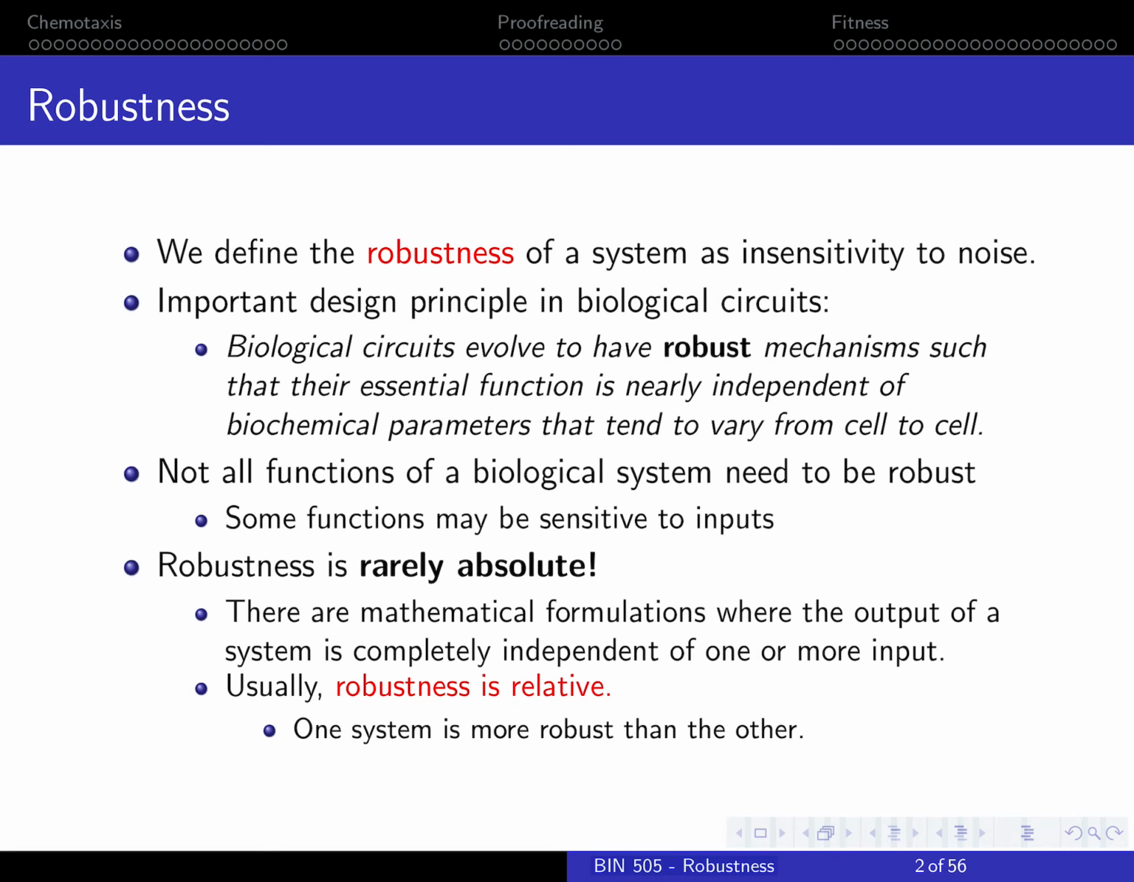So we have to define the idea of robustness before we move on. You can think of robustness as the insensitivity of the basic essential features of any system to outside noise, and to some extent, some kinds of noise. We see this in both biological systems and engineered systems as well.